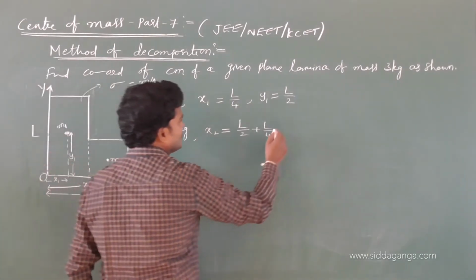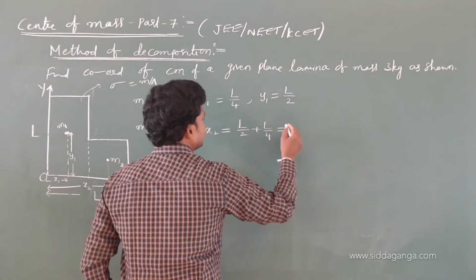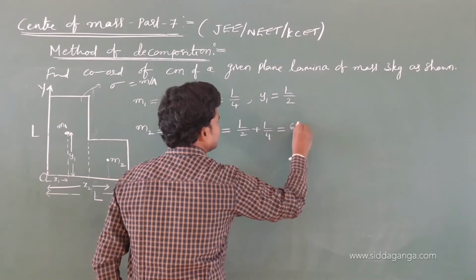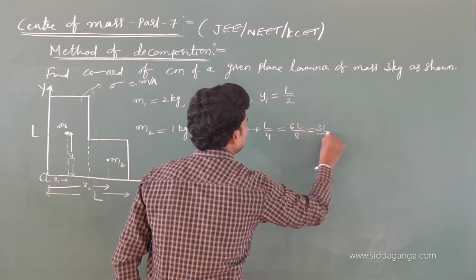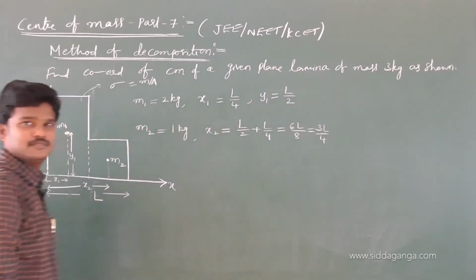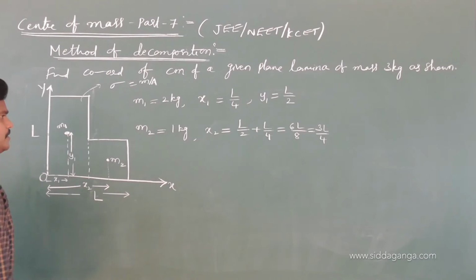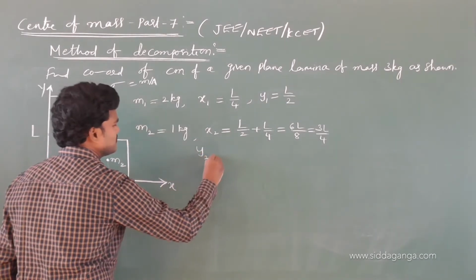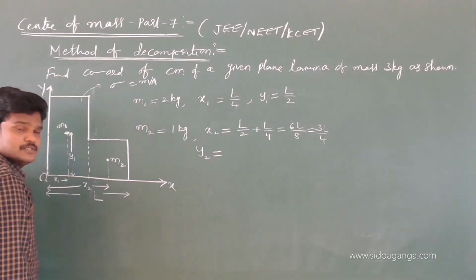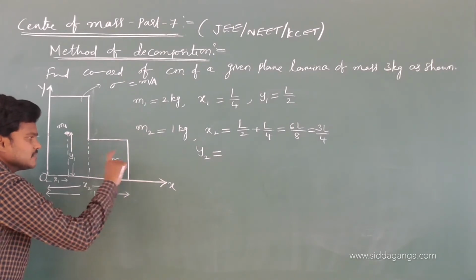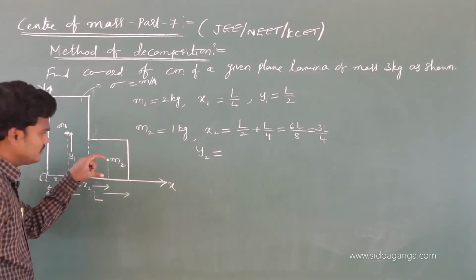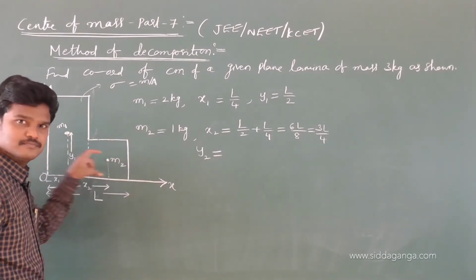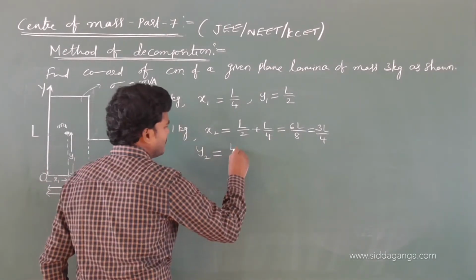How much is it now? 6L by 8. How much is it now? 3L by 4. Okay. Coming to the Y2. Y2 is this height. This is L by 2. How much is this one? L by 4. Okay. L by 4.